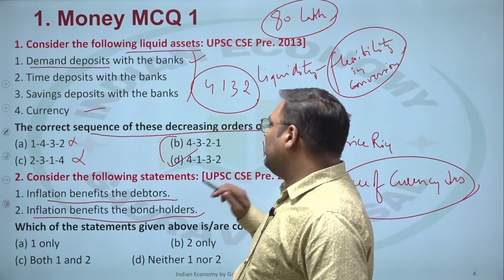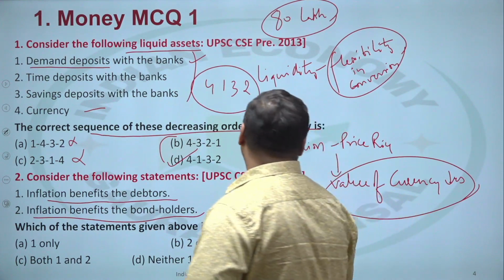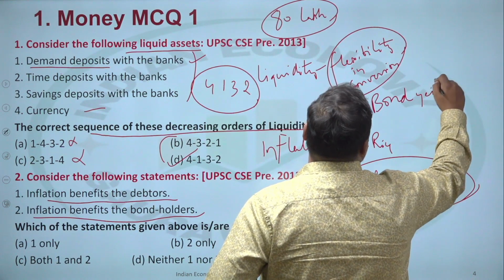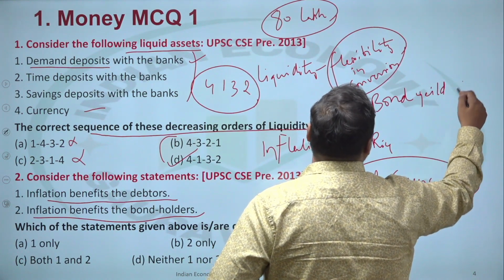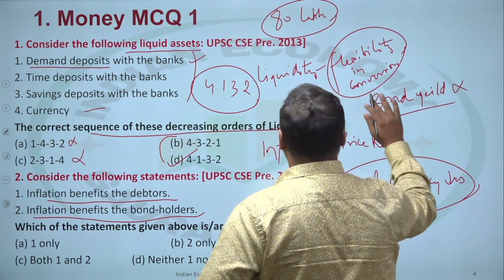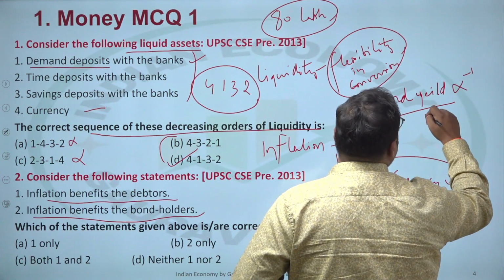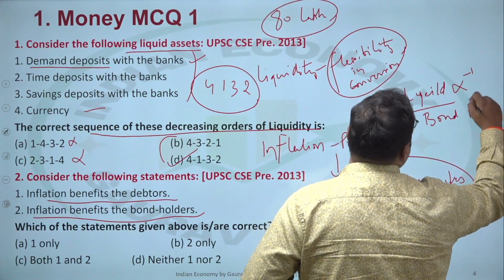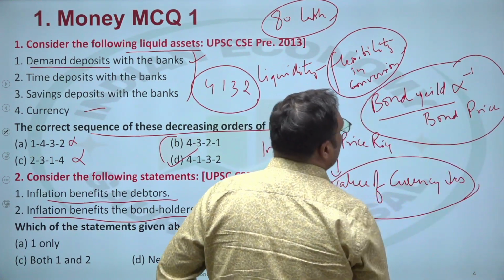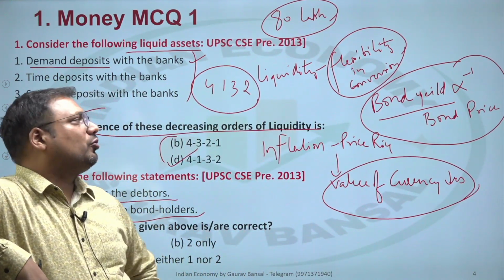Then, does inflation benefit the bond holders? Is it correct? Okay, let us look at it. Bond yield. I will have a class where I will discuss the bonds, so please wait for that. Very soon I will cover this. But for now, let us simply talk about the formula. Bond yield is inversely proportional to the bond price.